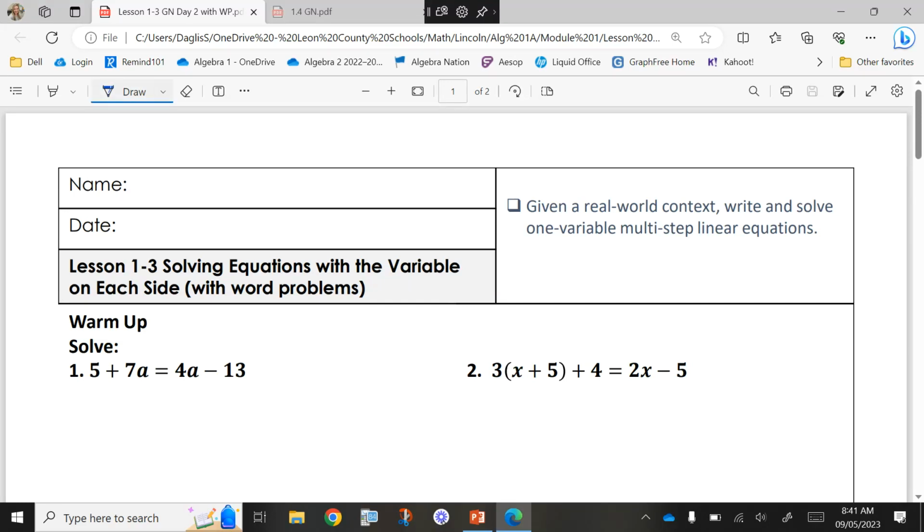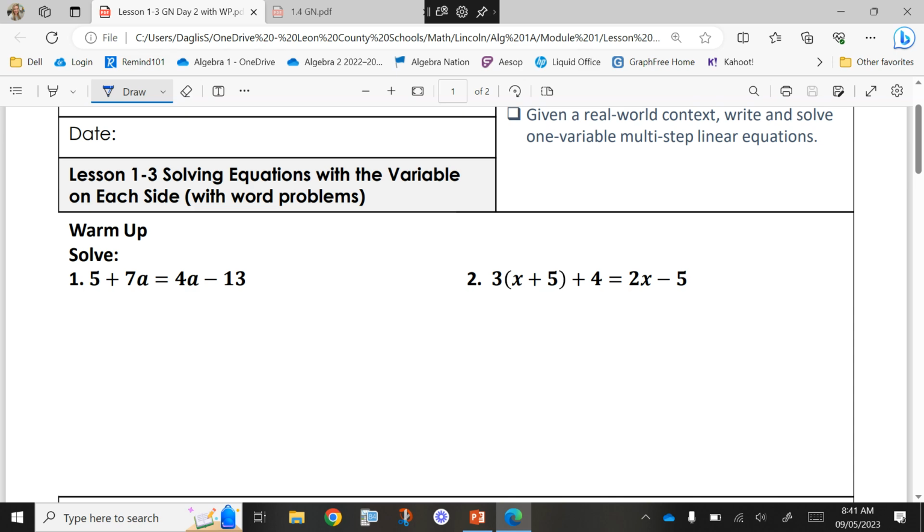So we are going to continue solving, okay? But today we're actually going to add in word problems. So the function or the equation will not be given to you. You're going to have to write the equation and then solve it, okay? So we're adding a whole extra step today. So we got to remember how to solve.